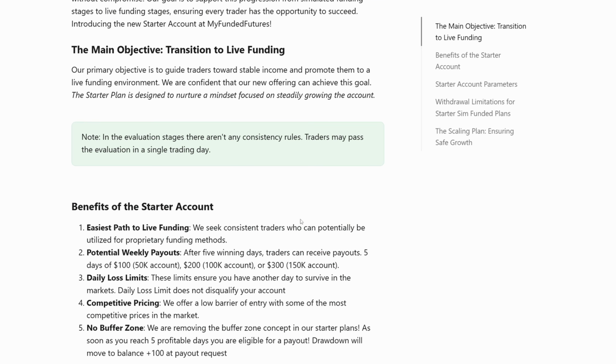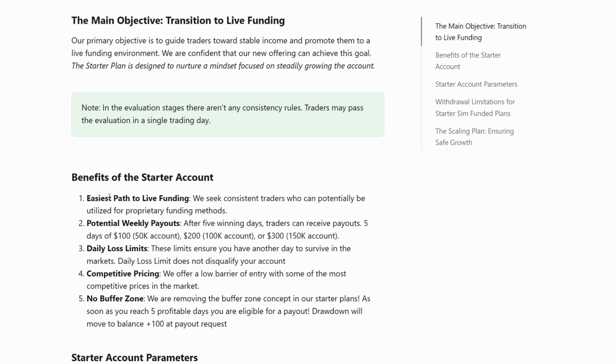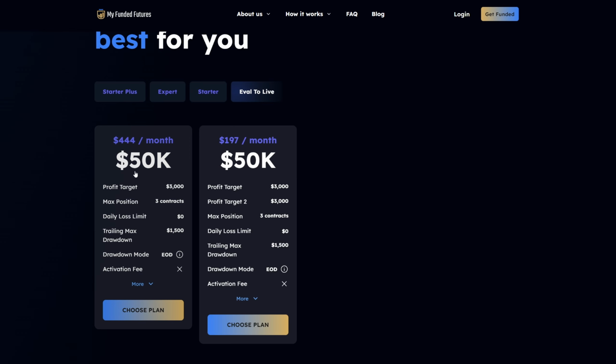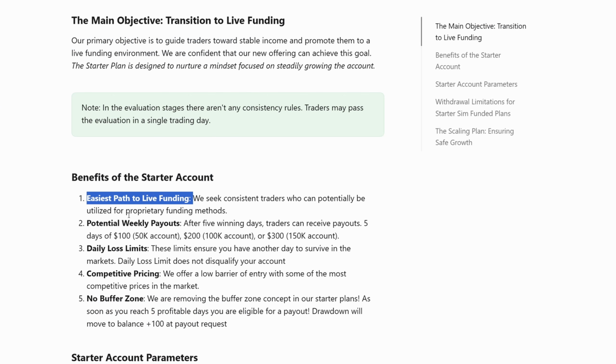Now, if we scroll down here real quick and look at some things that make this a very attractive account size. One of them, it says it's the easiest path to live. However, that is no longer the case. The eval to live account now is the easiest path to a live account. So if you want to be on a live account ASAP, the eval to live account would be for you.